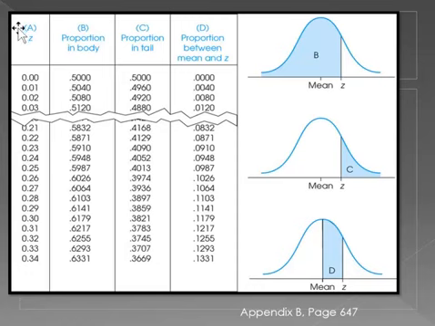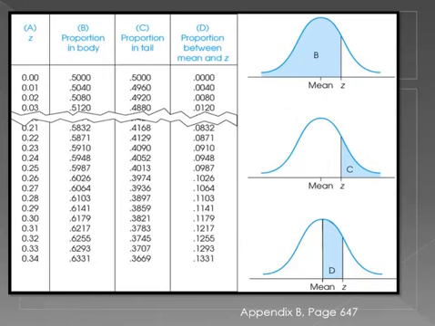You've got 4 columns. In the first column, you have the z-scores. They start at 0, and they work their way all the way up to 4. And you'll note that there are several pages of ascending z-scores. This is a fairly long table. So again, the z-scores go from 0 to 4. Then we have 3 separate columns that describe the proportion of scores in different areas of the distribution.